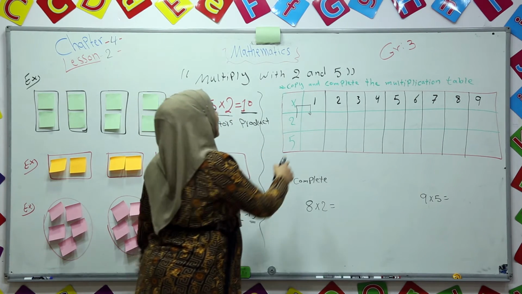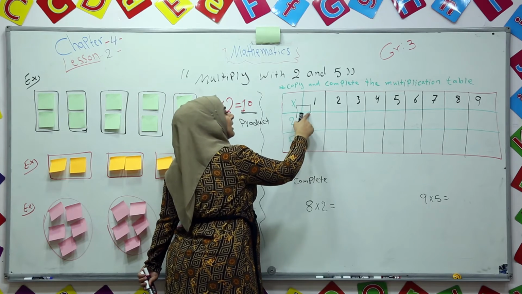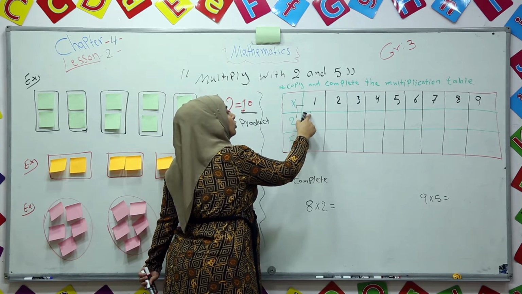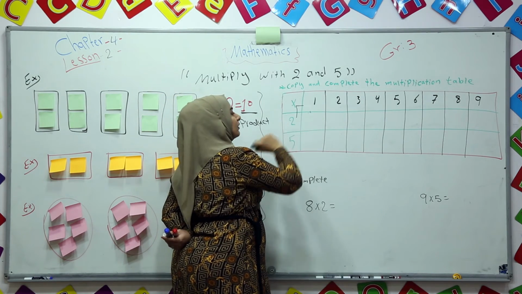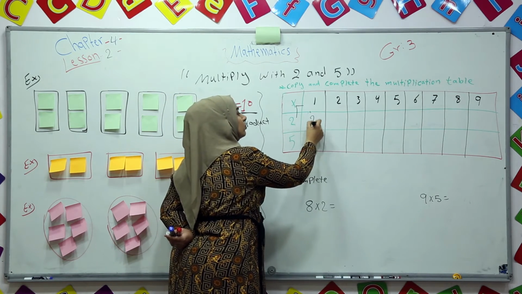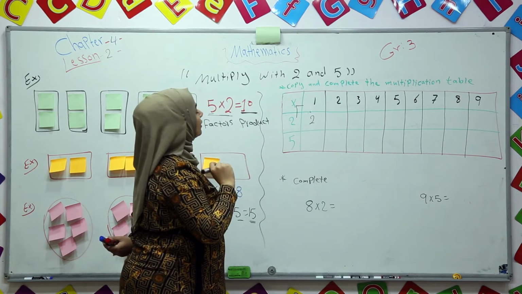Now look at it. I have 2 times by 1. It means I have 2 groups. Each group contains 1 object. 2 groups of 1 object is 2.